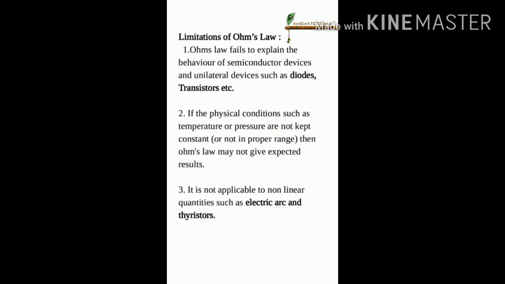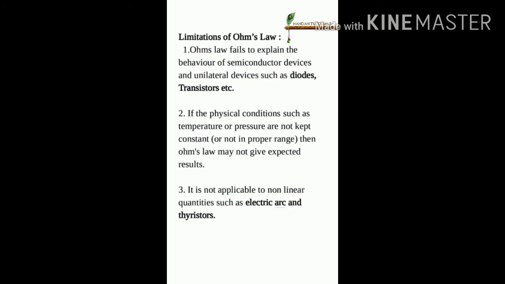And coming to the limitations, Ohm's law fails to explain the behavior of semiconductor devices and unilateral devices like diodes and transistors. And coming to the second limitation, this is the condition of the Ohm's law, means as we have discussed at definition, the physical conditions and temperature must be constant. If it is not kept constant, Ohm's law may not give the expected results.